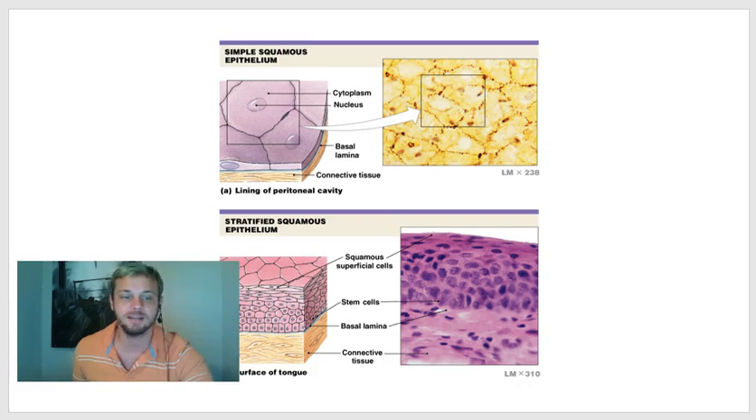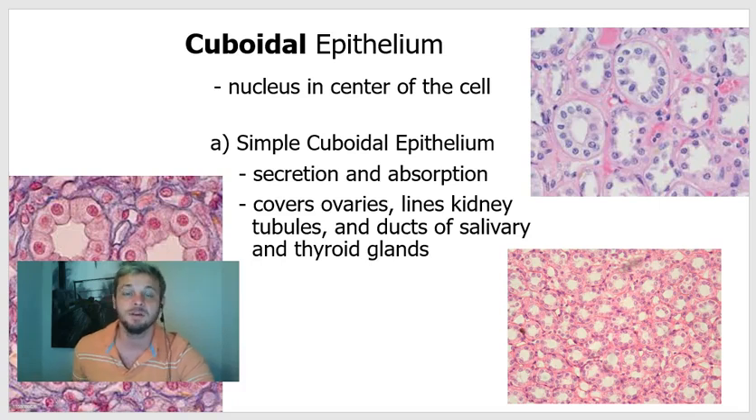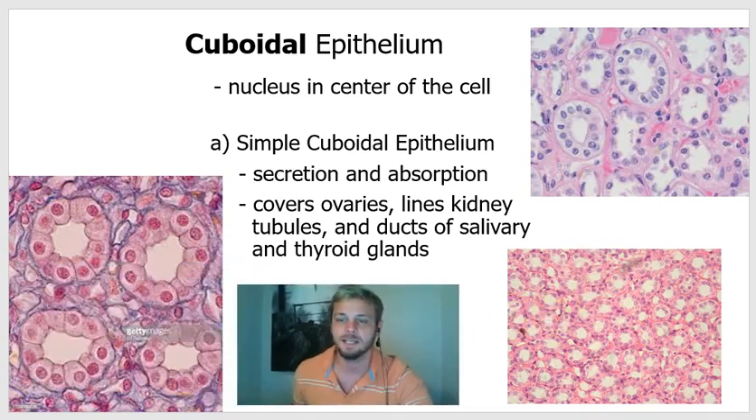Which is the next epithelium we're going to talk about. So simple cuboidal epithelium. For your cuboidal epithelium, that shape is going to be kind of like a cube. These look almost round. Those look kind of cubish. These look kind of cubish. And the big thing is it's about as tall as it is wide. And that nucleus is going to be in the center of the cell. And it's going to be nice and round.